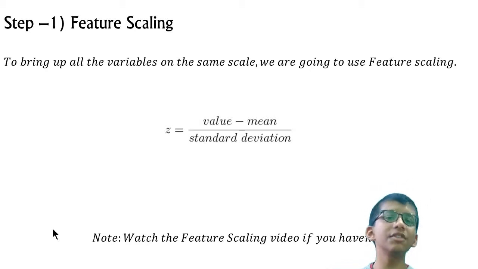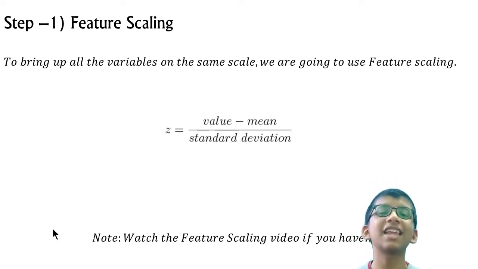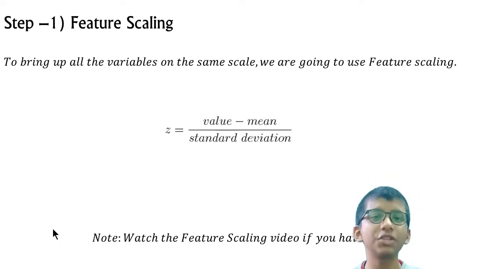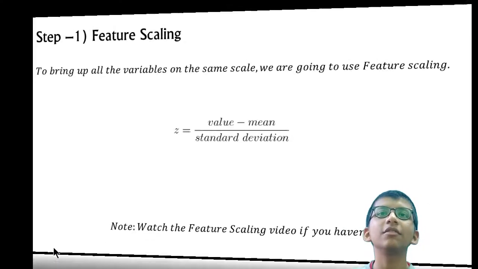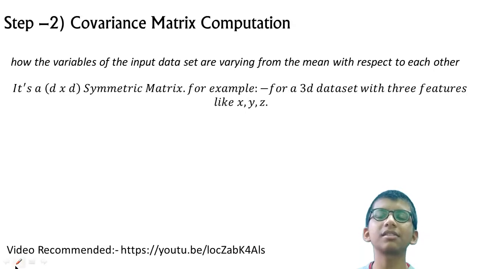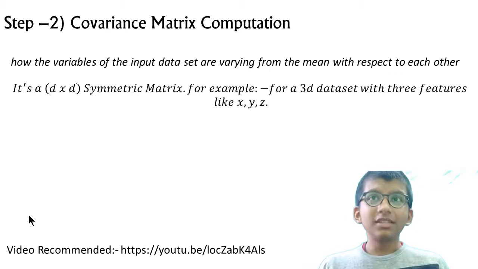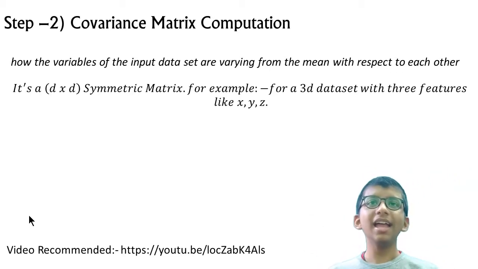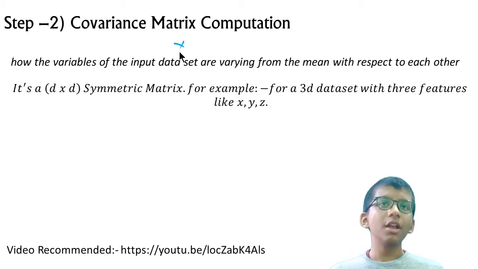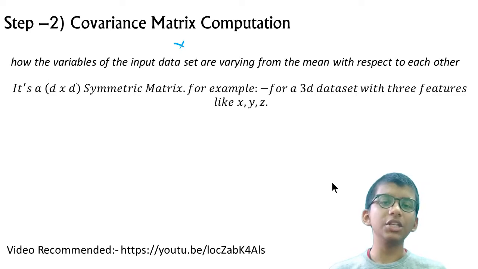Okay, so the first step for developing a principal component analysis is that you should do feature scaling. Now the next step is covariance matrix computation. What does it mean? What we do is look at how the variables of the input data x are varying from the mean, which we have just taken, with respect to each other.